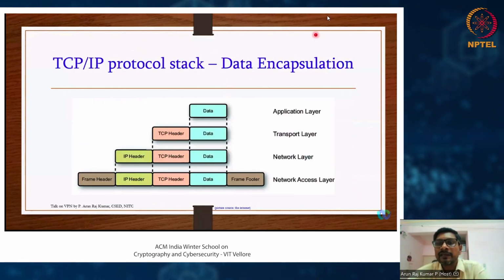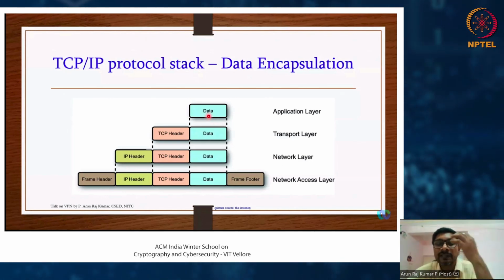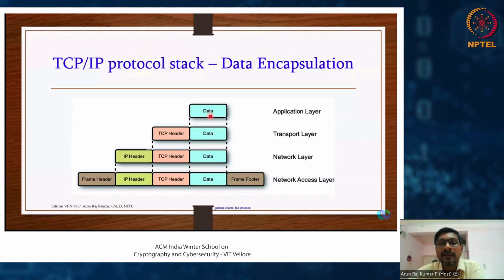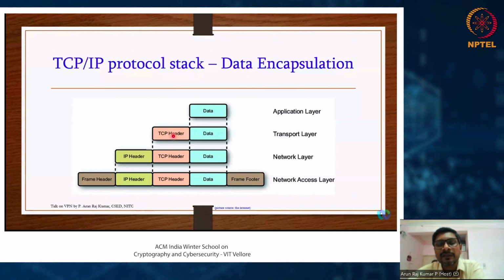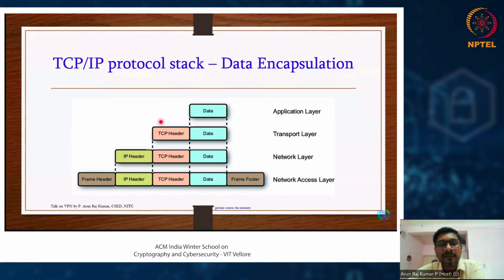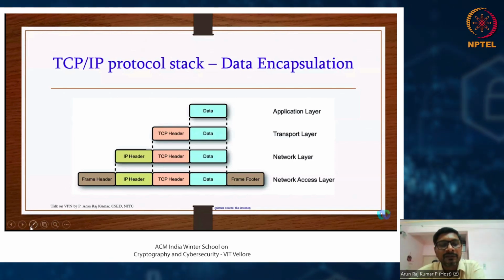So this is the data encapsulation part. You could see here, this is what I was saying. So data, which is in the application layer, and then you're attaching the header information, which is at the transport layer, which is the TCP header. It may be TCP or UDP. So here in this example, it is given as the TCP protocol. The difference between them is TCP is connection oriented, and UDP is connectionless.